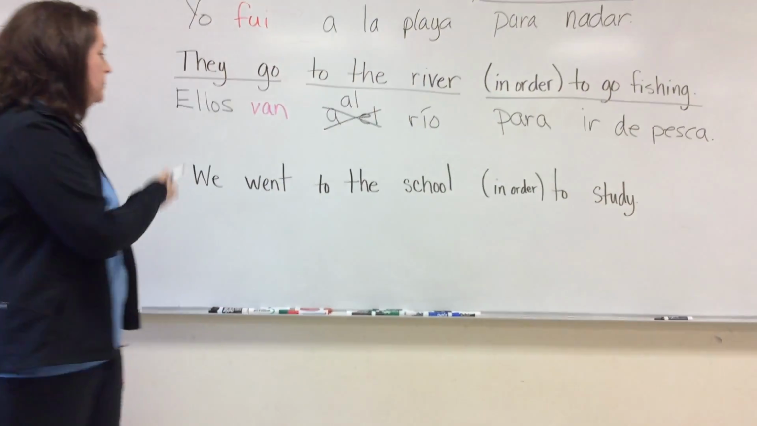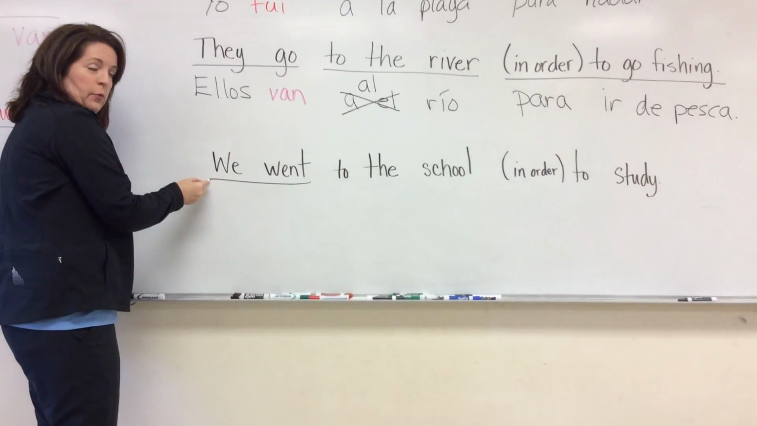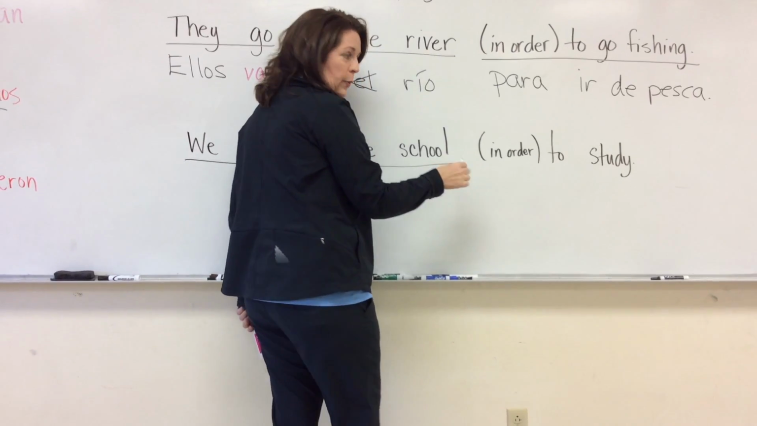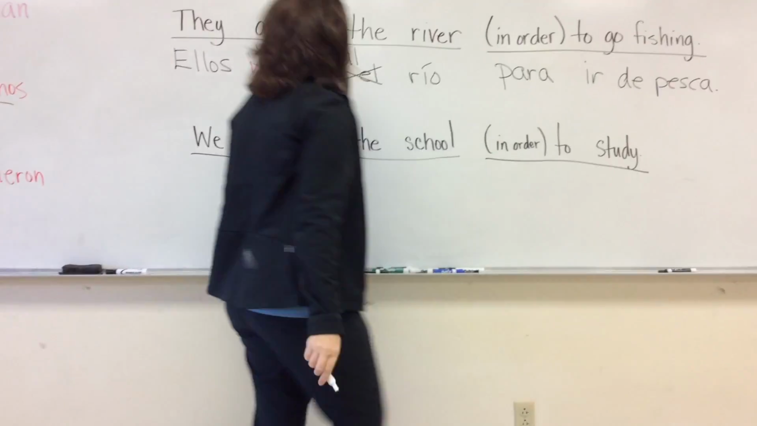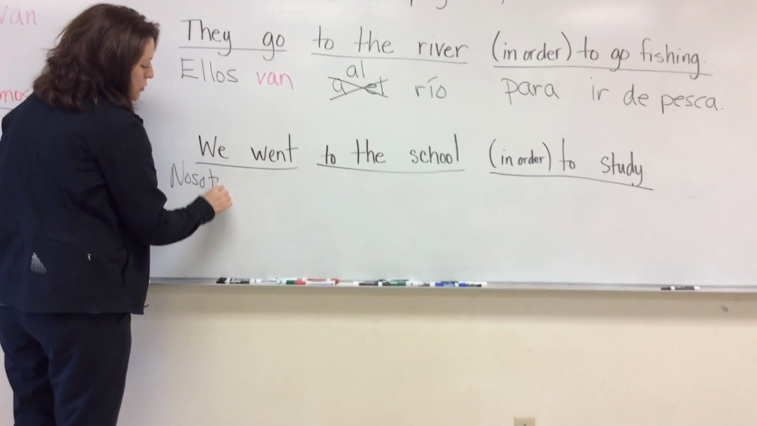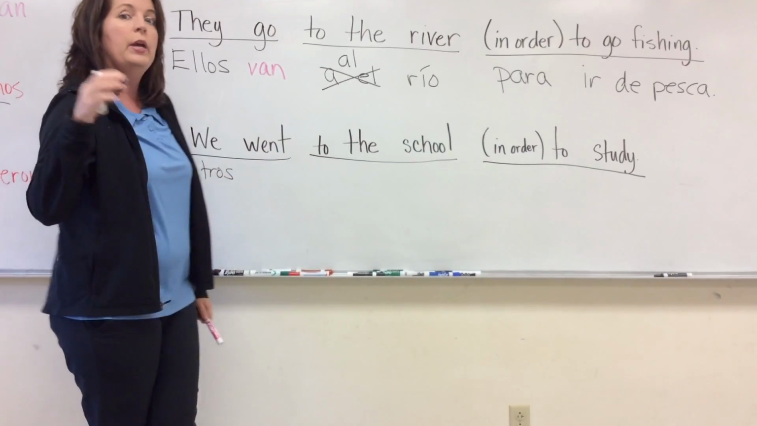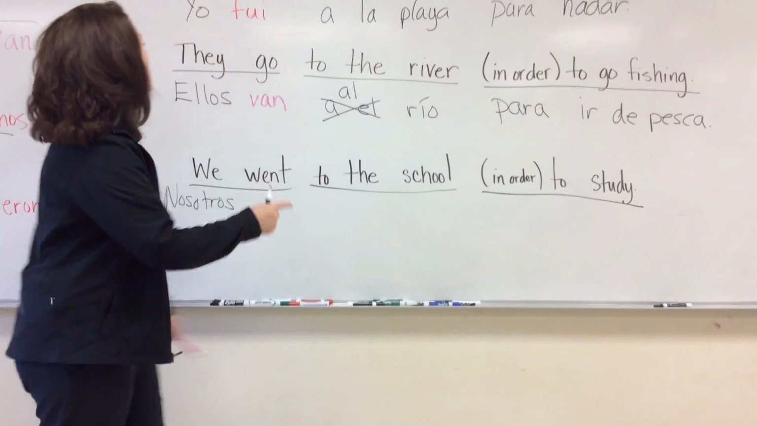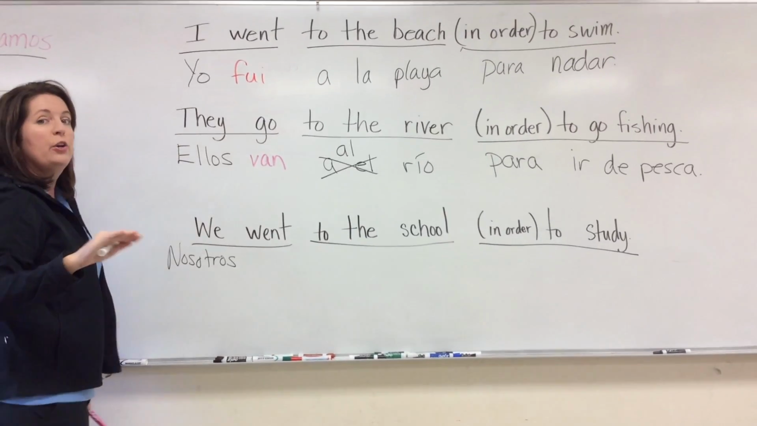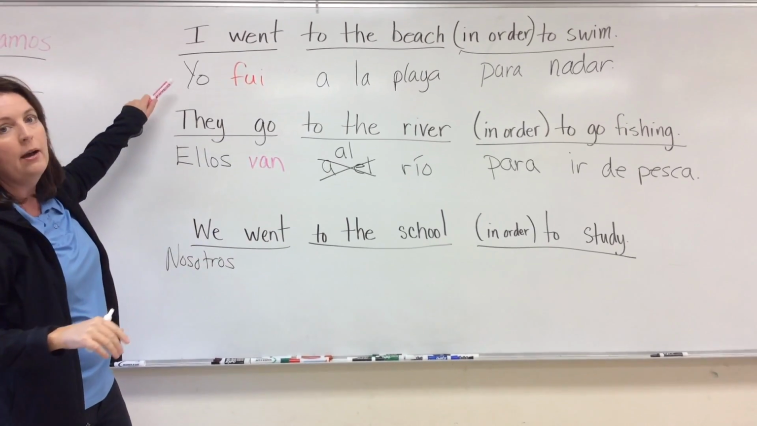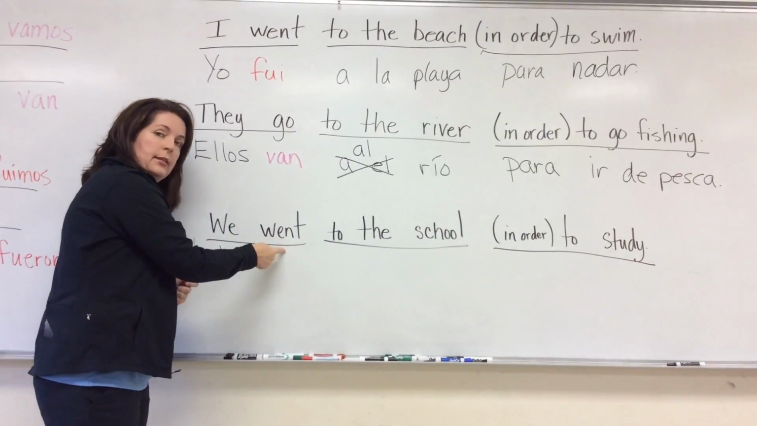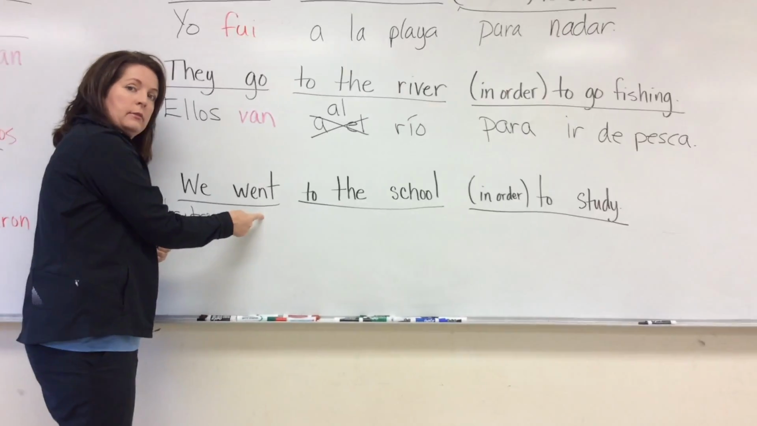Okay, let's do one more. Chunk it. We went. Where did we go? To the school. Why did we go? In order to study. So bring down your we. Nosotros. And yes, for anybody who already knows some Spanish, we can leave these out if we wanted to. But right now at your level, I don't want you to leave those out. I want you using your people. Okay, as soon as you see went, I want you to think pink or red.